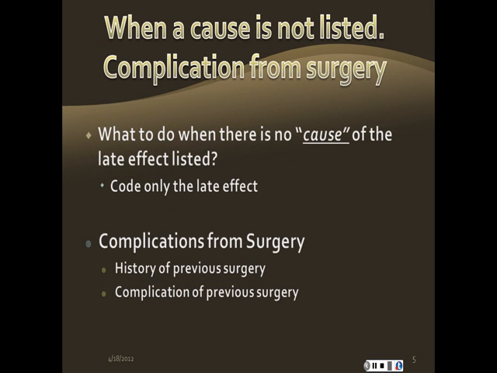When a cause of a late effect is not mentioned, then code only the late effect. When coding for a complication that is from a previous surgery, it's not coded as late effect. It would be coded as a history of a previous surgery, or it may be coded for a complication of previous surgery. Now, remember that when a late effect code is taken out to the fourth and fifth digit, this includes the manifestation code. Just the cause of the late effect is coded. You would not add any additional late effect code when the late effect code is taken to the fourth and fifth digit.